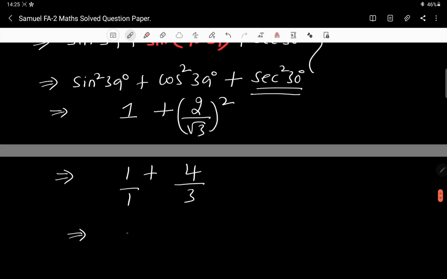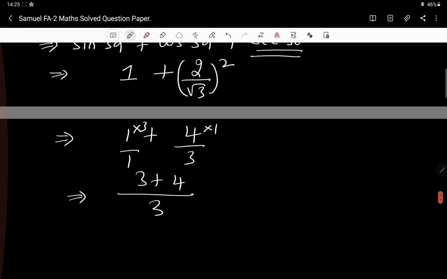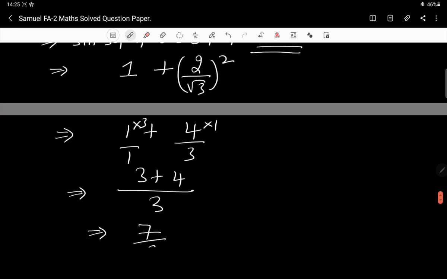And here denominator is 1, LCM is 3. It becomes 1 3s and 3 1s. It becomes 3 plus 4. 3 plus 4 is like 7, 7 by 3. So the answer is going to be 7 by 3.